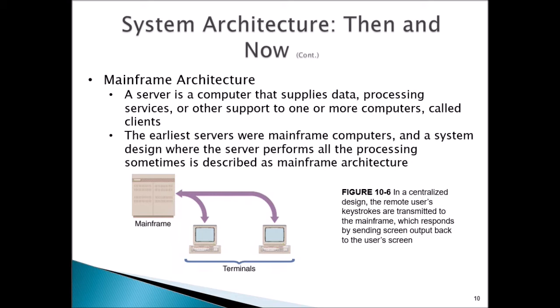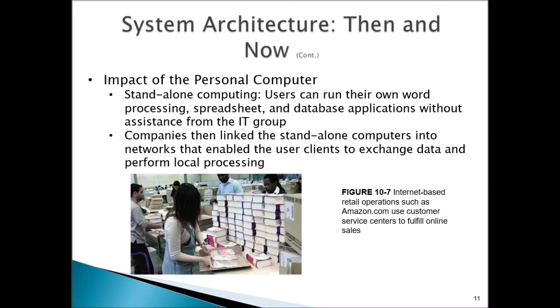So in a mainframe architecture, the server handles everything: the data, the processing, services, and the support for one or more computers. So everything was taken care of on the mainframe. Then came the personal computer, which was the standalone computer, and computers could run their own processes, and most of these processes were things like spreadsheet, word processing, and database, without assistance from an IT group.